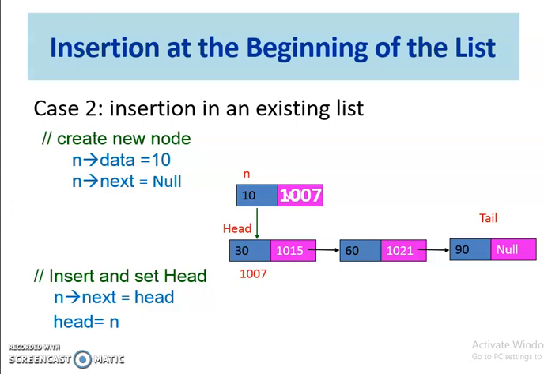Now, the new head will be set as n. So the old head link will disappear.